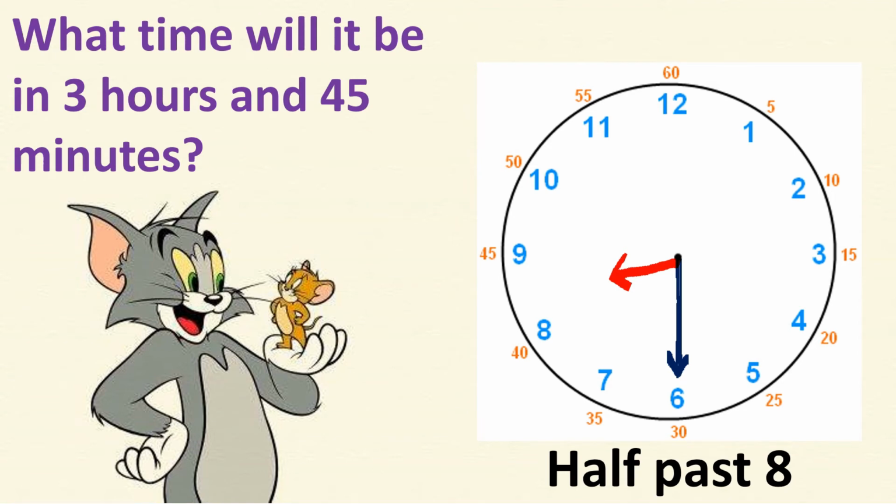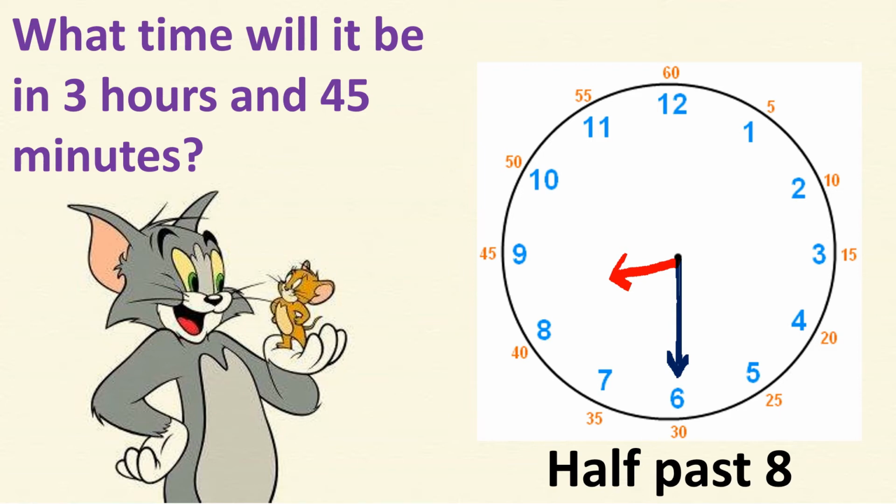What time will it be in 3 hours and 45 minutes? First, we go to the hour hand and move it 3 hours. The 8:30 becomes 9:30, then 10:30, and last 11:30. But we still need to add the 45 minutes. So, it will be easier if we split the 45 into 30 minutes and 15 minutes because 30 add 15 gives us 45.